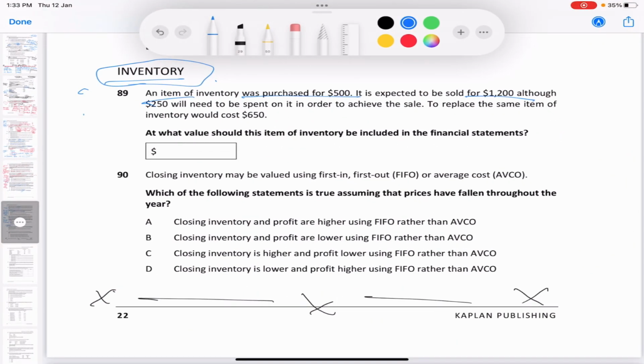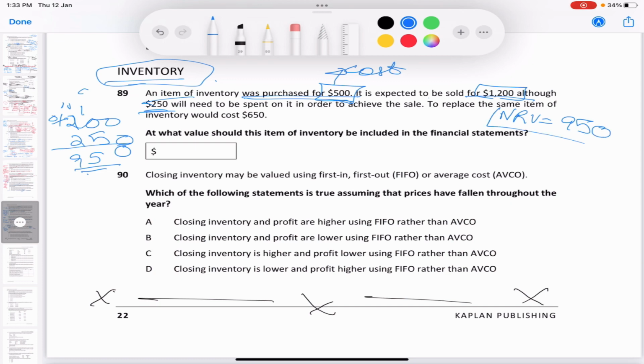Okay. So my cost is 500. Expected to be sold for 1,200. 250 will need to be spent on it to achieve the sale. So that is for repairs, let us assume. So 1,200 minus 250, 950. So my net realizable value is actually 950, right? So 950 or 500, which is lower? 500 is lower, right? So my answer is going to be 500 because that is lower.